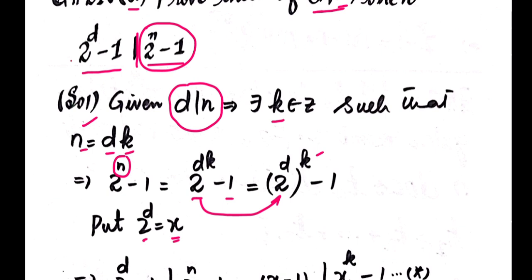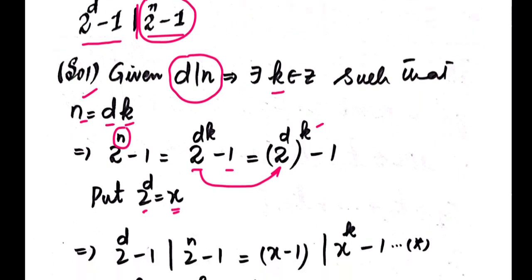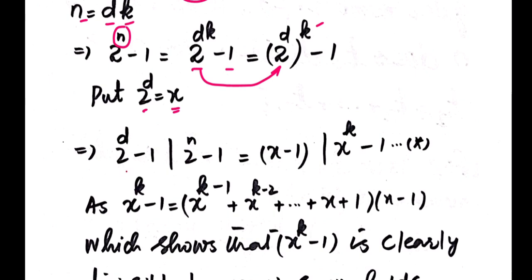Now again consider the original expression: 2 raised to power d minus 1 divides 2 raised to power n minus 1. We set 2 raised to power d equal to x, so this becomes x minus 1, and 2 raised to power n becomes, as 2 raised to power d is equal to x, x raised to power k. So the numerator becomes x raised to power k minus 1.